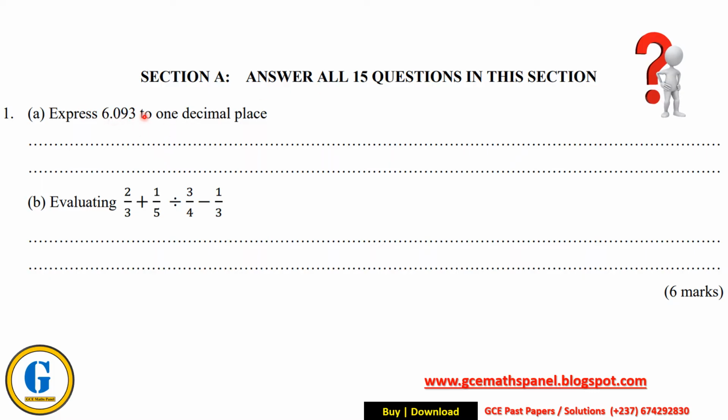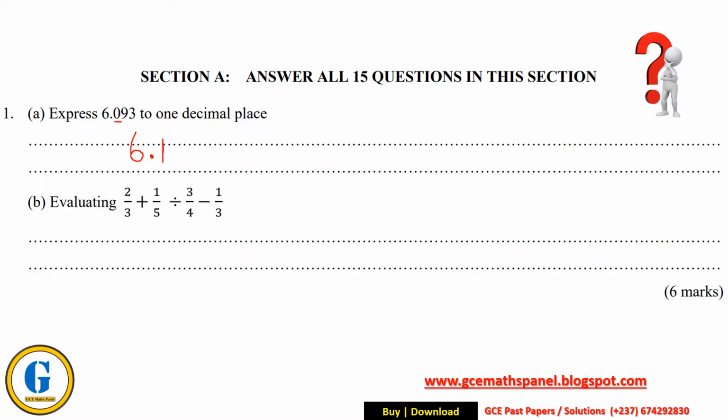Express 6.093 to one decimal place. When we look at this number 6.093, we see that we have 6, and after that we have a point. From this point, the next digit is a 0, but this 9 is going to affect the 0, so we round that 9 up to 1 and add it here, and this number gives us 6.1. Normally they will mark this one method 1, but there's no method, so they'll just give 2 marks, or 1 mark, for that one.